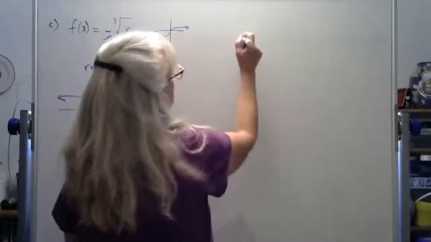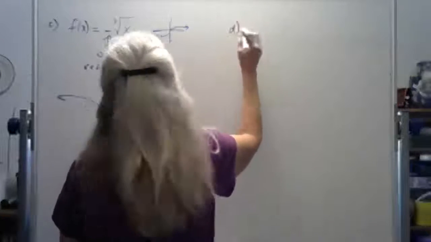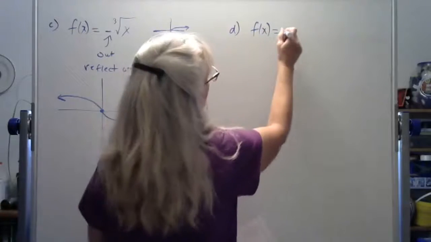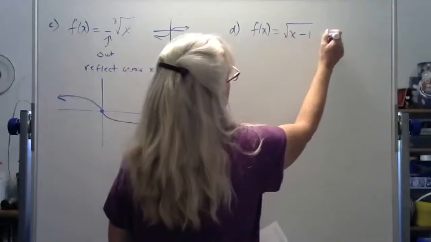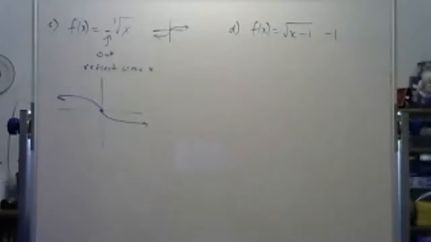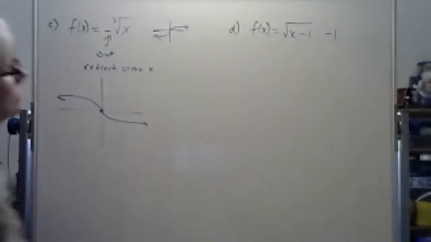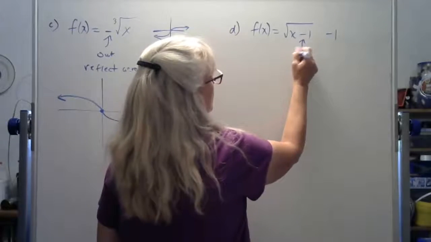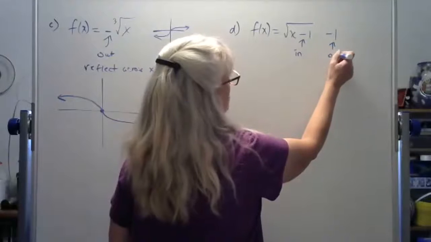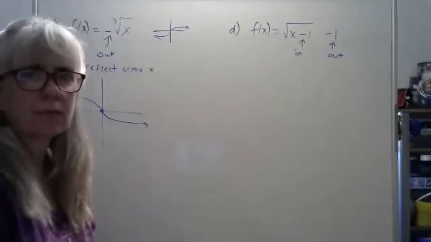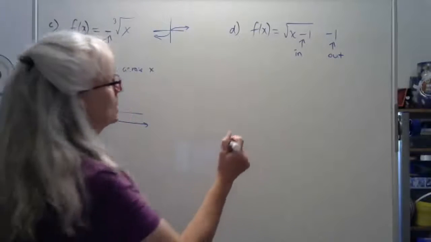Okay, what about part B? F of x is equal to the square root of x minus 1 minus 1. So the square root of x minus 1 minus 1. So this time we got multiple things going on. Okay, so the first minus 1 is on the inside. The second one minus 1 is on the outside. So what is the one that's on the inside going to do? It's going to shift the graph to the right one.